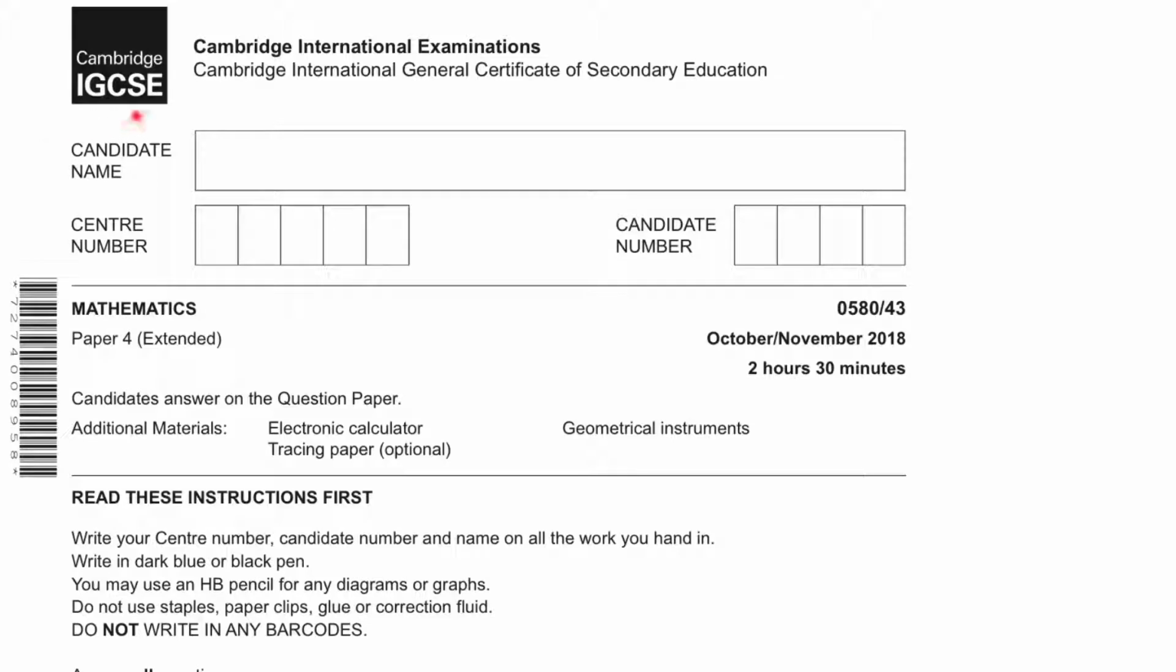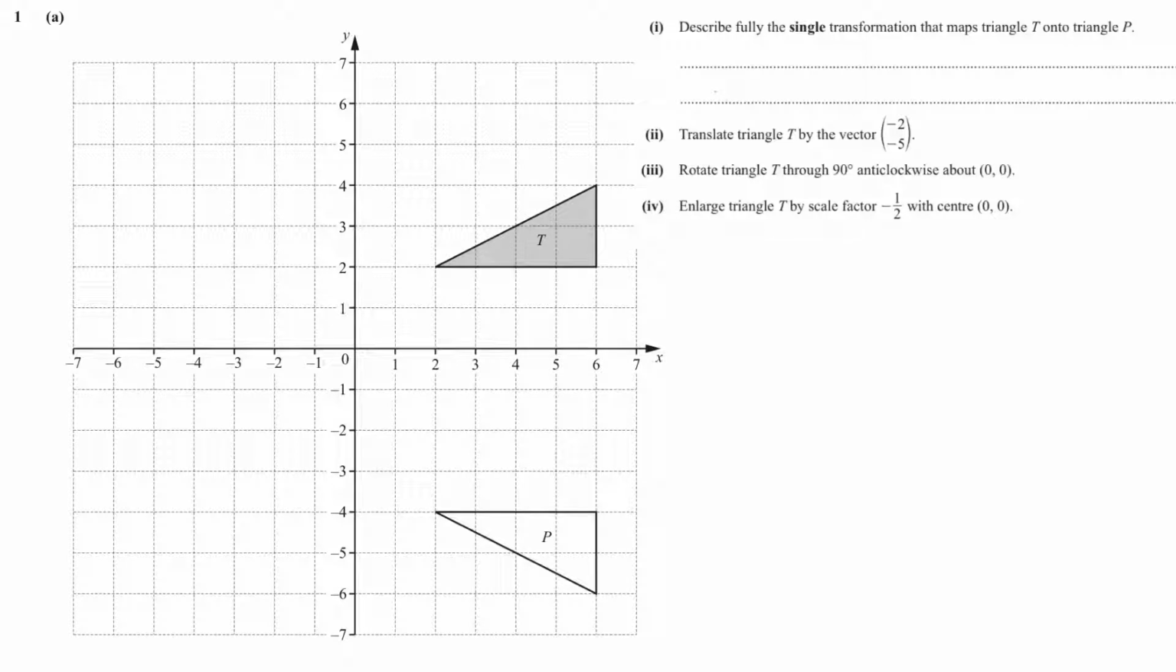Today we will go through Cambridge IGCSE Paper 4 Extended, Variant 4-3, October-November 2018. The first question is about transformation. A1. Describe fully the single transformation that maps triangle T to triangle P. You can see that it is a reflection and the mirror line is this line here where y is equal to -1.